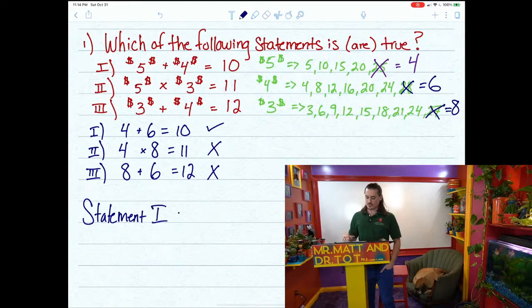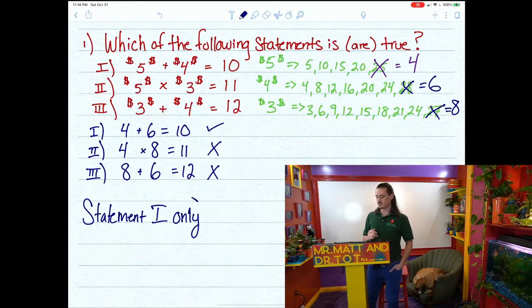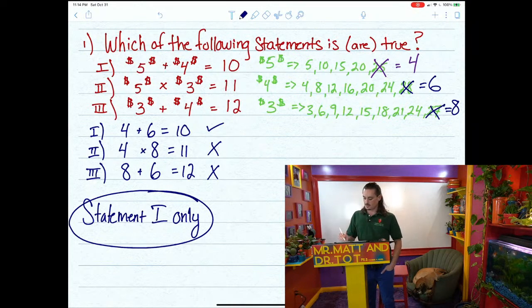Moving on to question number 2. This is still pertaining to the same definition. So I'll give you 3 minutes and then I'll give you the solution.